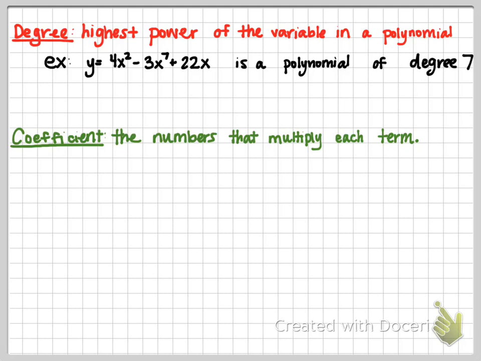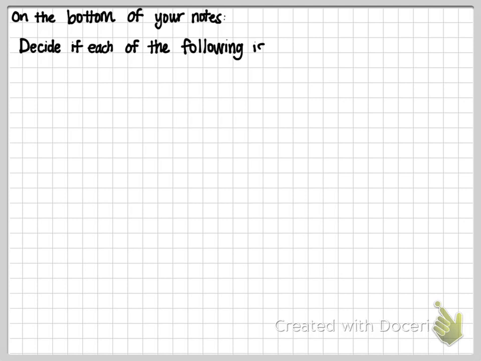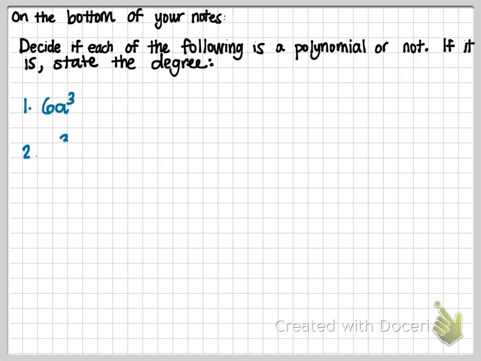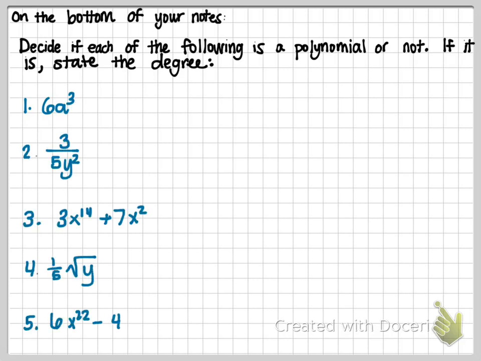So that was a real quick overview of some of the definitions that are going to be important for us to know. What I would like you to do is on the bottom of some of the notes that you've been taking, and I'm sure with my speed of chatter you've had to pause the video a couple times, decide if each of the following is a polynomial or not. I'm going to give you 6 problems to do on the bottom of your notes, since they're pretty quick. If it is a polynomial, I want you to tell me the degree. If it's not, you can just say no and move on.